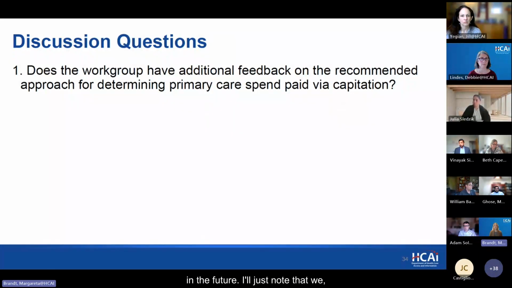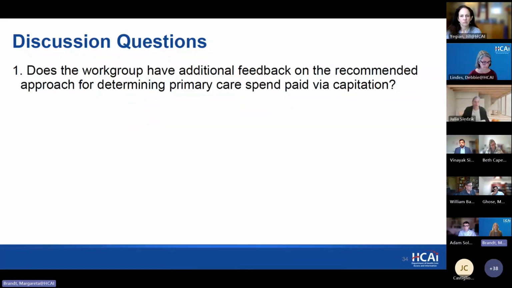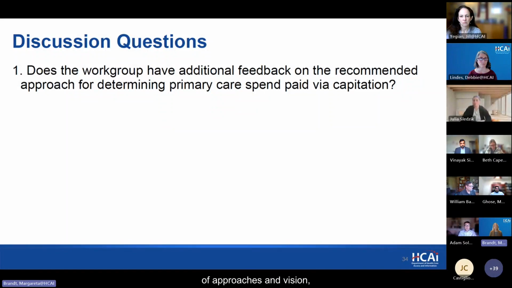I'll just note that in evaluating the DHCS targeted rate increase, we did speak with the DHCS team about how that was developed, the process, and we recognize that there are differences in our approaches. Our approach of incorporating those codes is really intended to align back with the vision and the definition that this work group and the team has developed over time. So it's not that, I think it's a difference in terms of approaches and vision, not necessarily that there are major differences or conflicts between the two departments.